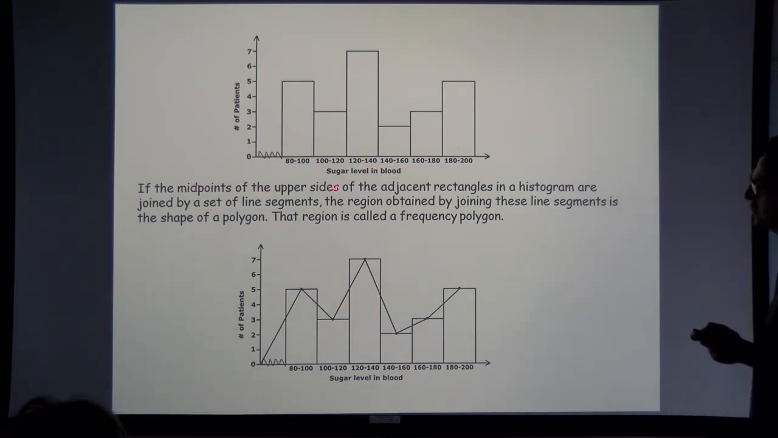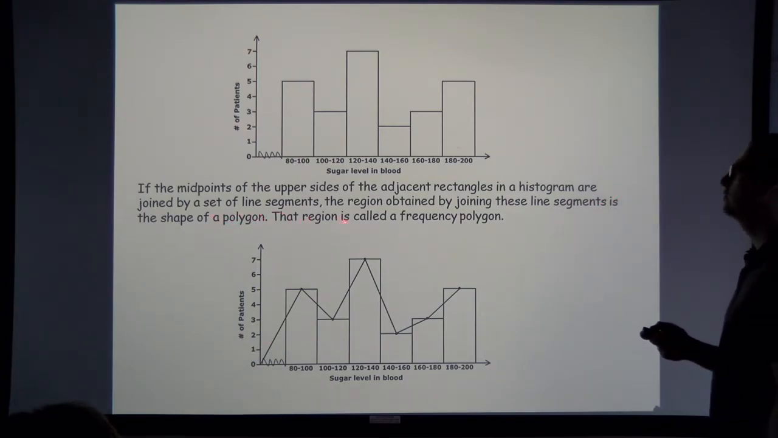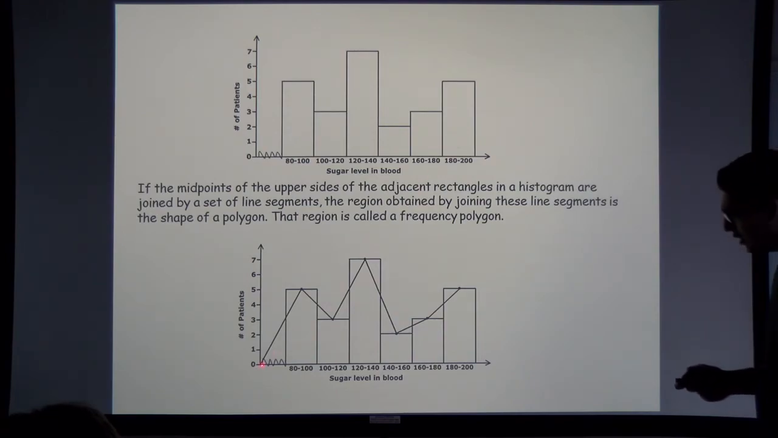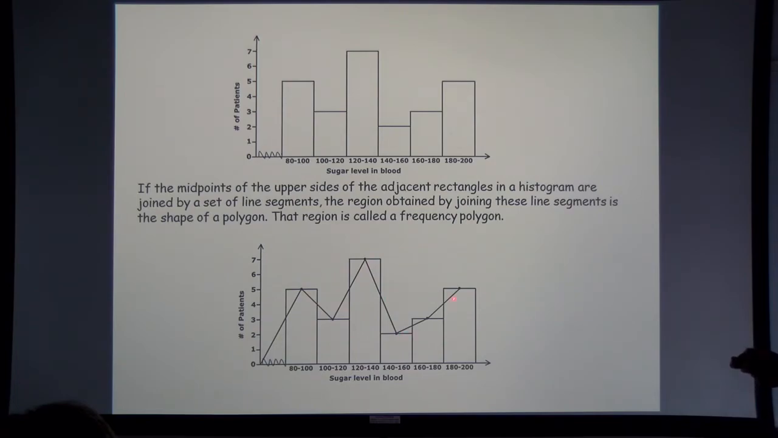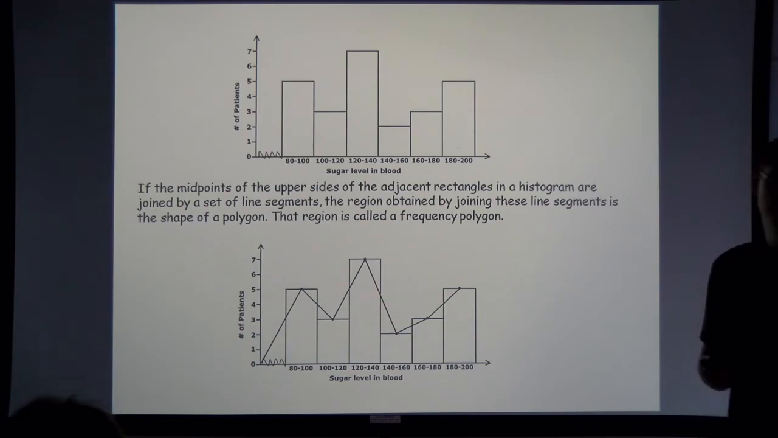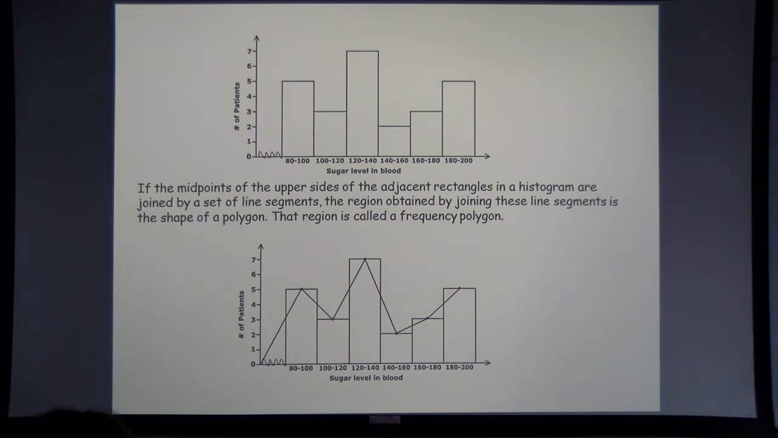If the midpoints of the upper sides of the adjacent rectangles in a histogram are joined by a set of line segments, the region obtained by joining these line segments is the shape of a polygon. That region is called a frequency polygon. Notice that in our histogram, we have no spaces in between our bars. Also, if we draw a line, we can see that the region is going to be a frequency polygon. Have you guys worked with histograms before?